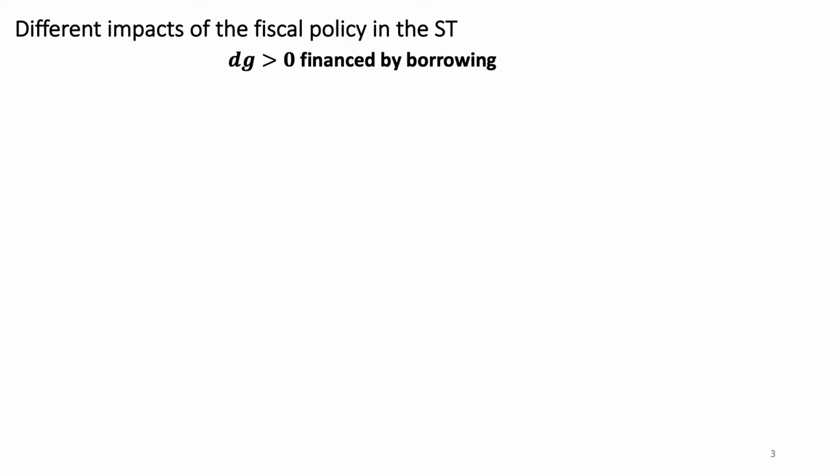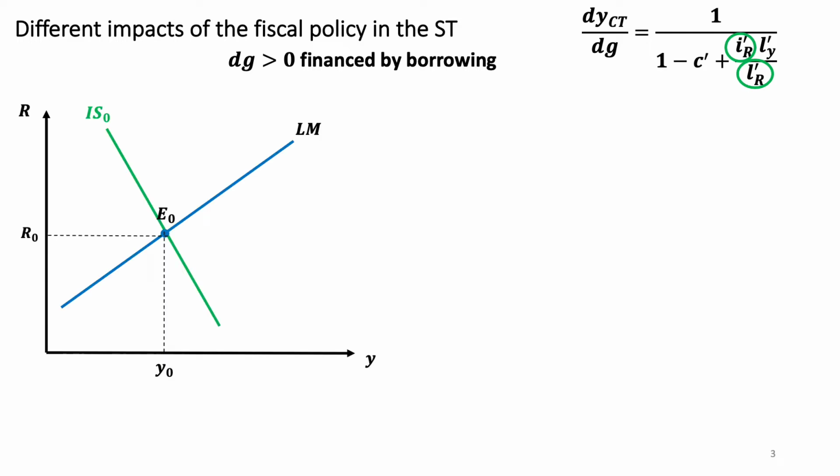Suppose an expansionary fiscal policy, DG higher than zero, financed by borrowing. Let's also keep an eye on the formula for the short-term multiplier to have all the elements necessary for the analysis. How do the slopes of IS and LM affect the impact of the policy? Let's first focus on IS.